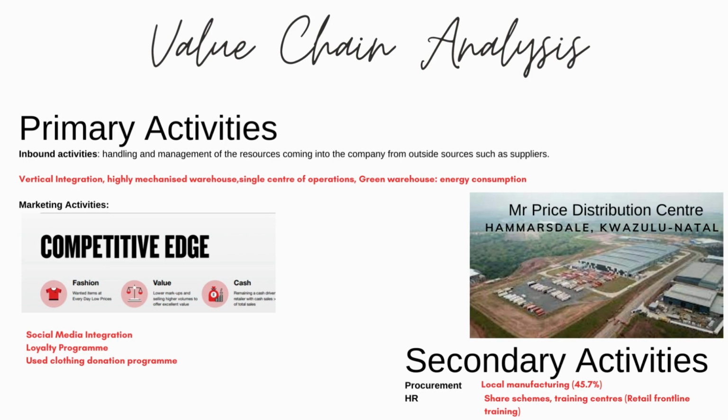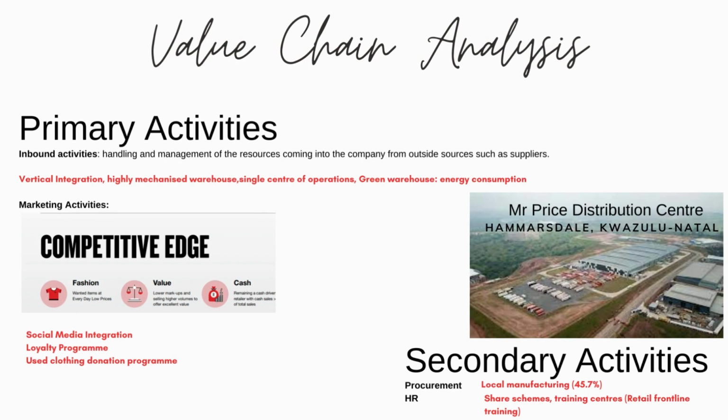You could also possibly look at going more green. That could be how we add value. What about energy consumption within that huge factory? What are we going to do? How are we going to reduce our energy consumption? Another primary activity is, of course, our Mr Price marketing activities. They always want to offer as low a price as possible with very, very high trendy clothing. So really, really fashionable stuff at a very low price.